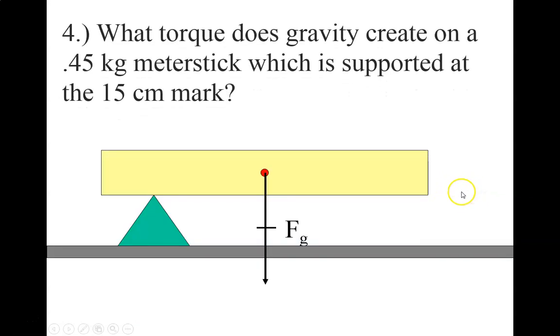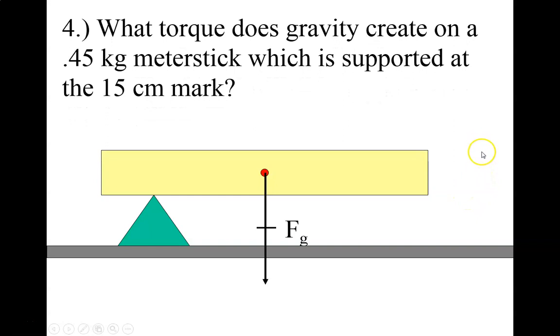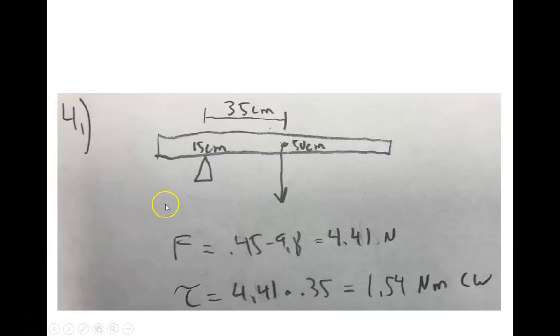Okay, so here's another example. What torque does gravity create on a 0.45 kilogram meter stick, which is supported at the 15 centimeter mark? So I've already got kind of a picture drawn here, but I'm going to go ahead and redraw this. So we've got a 0.45 kilogram meter stick, and we're supported at the 15 centimeter mark. So again, we're looking for force and lever arm, force and distance. And the distance is the distance from the force to the fulcrum, which is at the 15 centimeter mark.